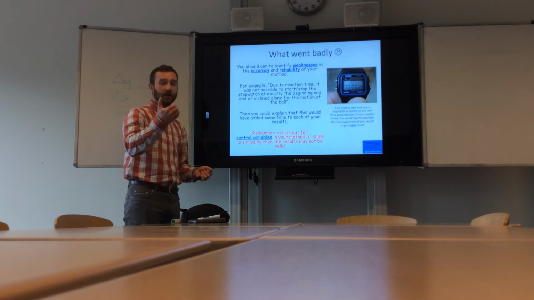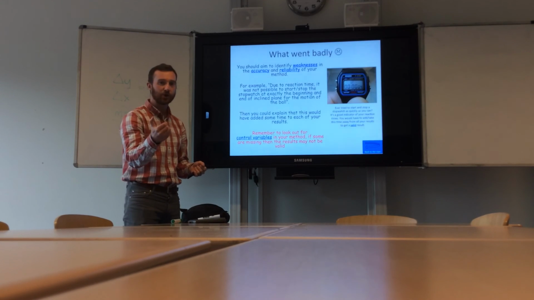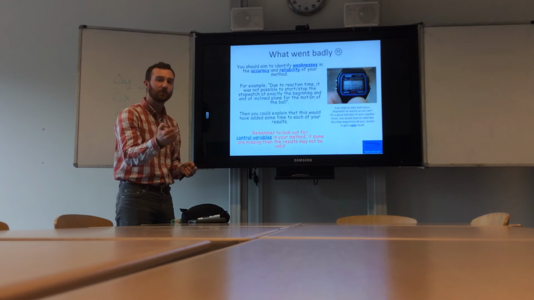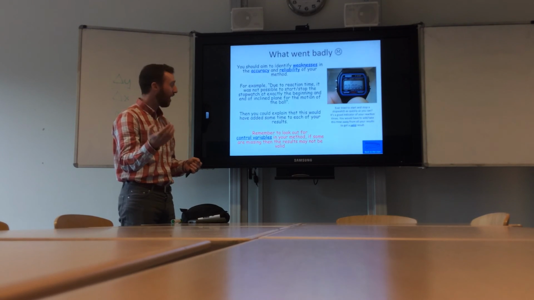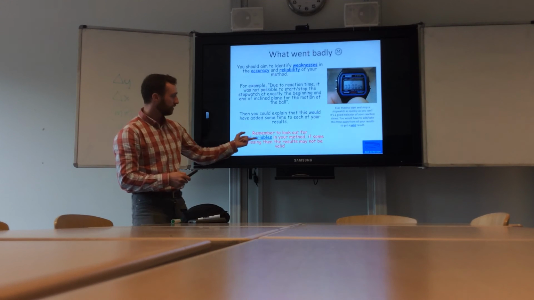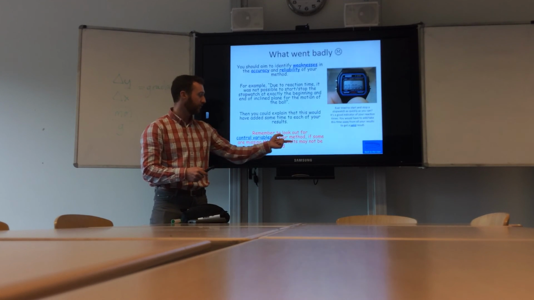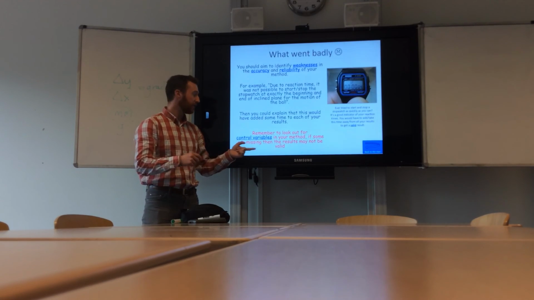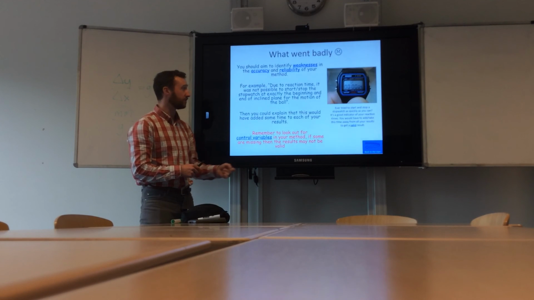Well, if I can't react that quickly and I'm trying to stop it all the time, I'm actually going to add a bit too much time onto my results every time. How might that have affected them? And look, remember to look for control variables in your method. So that might have actually been one of my controls, and I couldn't control it. So that might affect the validity of my results.